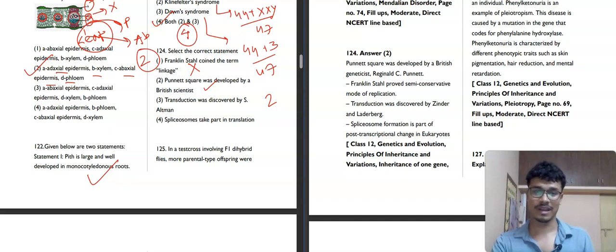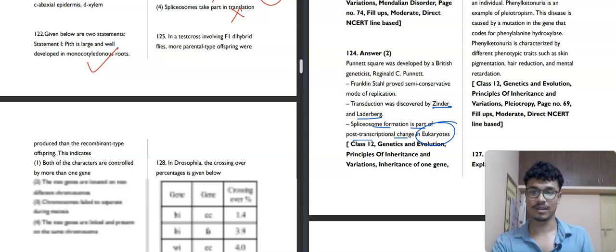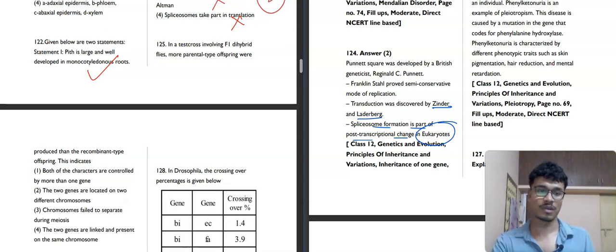Transduction was discovered by S. Altman. No, transduction was discovered by Zinder and Lederberg. Then, spliceosome takes part in translation. Spliceosome formation is a part of post-transcriptional modification in eukaryotes. So it is also not correct. That's why the second option is our correct answer. Now we'll move towards the next question, question number 125.